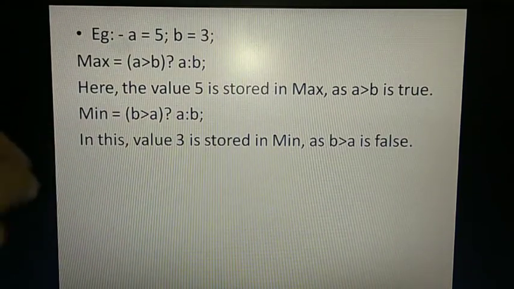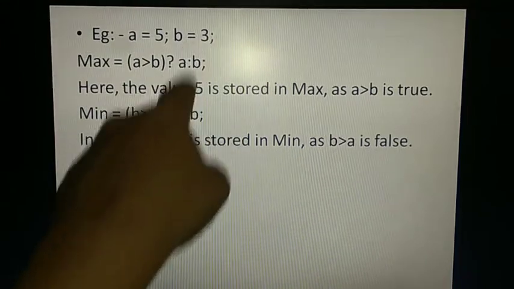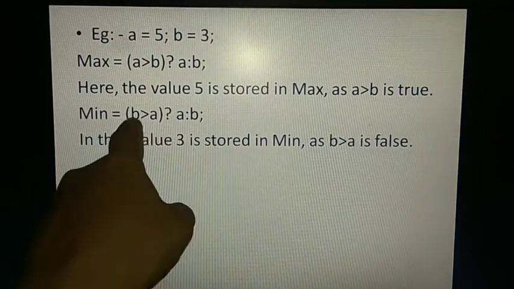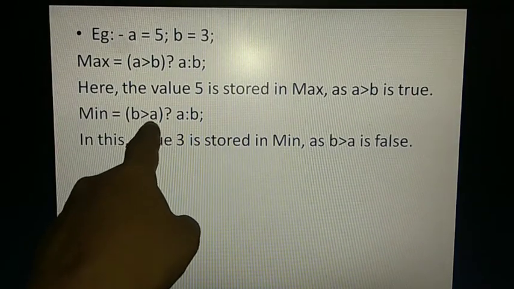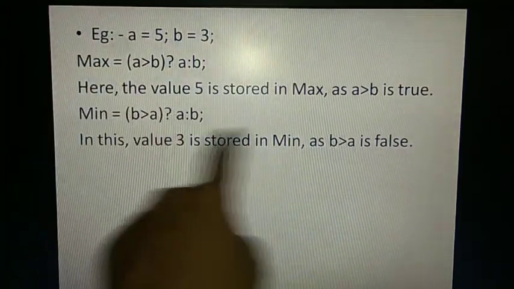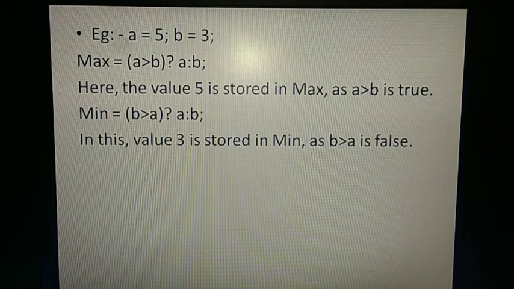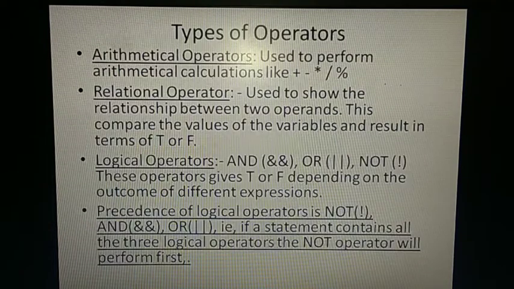Min equals a greater than b question mark b colon a. What happened here? For the variable min, the value 3 is stored, as b is less than a and the test expression is false. Understood? This is about the ternary operator.